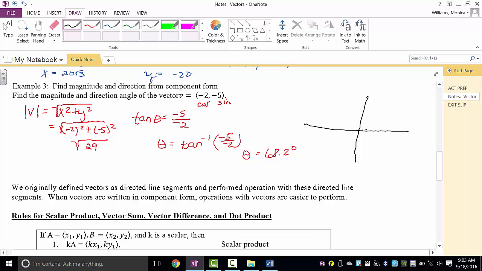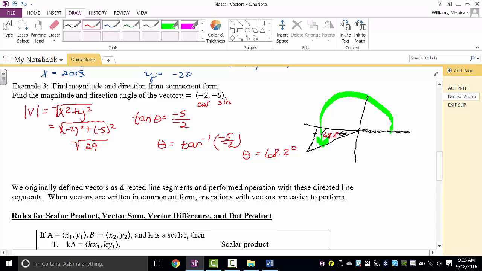Visualize. Here is the positive x-axis. This vector is located in quadrant 3. Negative x and a negative y ends up in quadrant 3. So my direction angle is from the positive x-axis all the way to my vector. Well, we already calculated that this theta is 68.2 degrees.